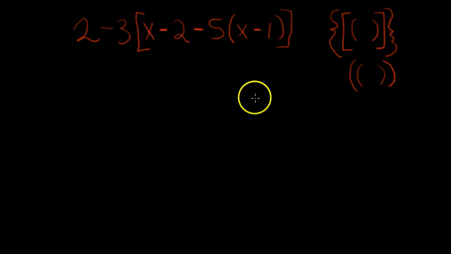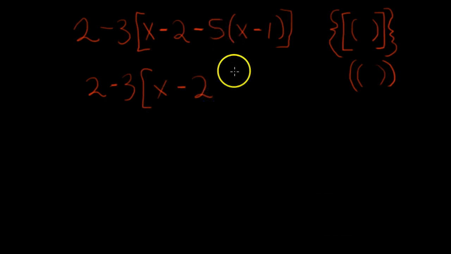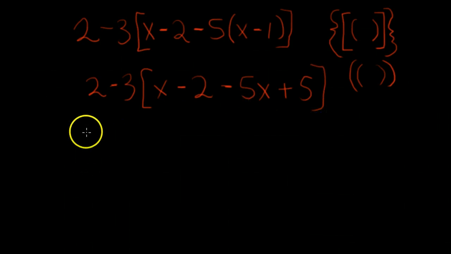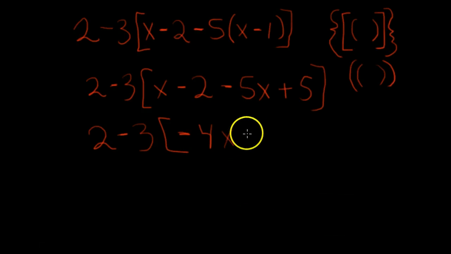But in any case, the order of operations and the field axioms say that we can distribute, but we will deal with the innermost parentheses first. So to do that, we're going to have 2 minus 3 times parentheses x minus 2. Now we're going to distribute the -5, so we're going to have minus 5x and plus 5. Then we're going to combine like terms within the parentheses. So we're going to have 2 minus 3 times x and -5x combine to make -4x, and minus 2 and plus 5 combine to make plus 3.